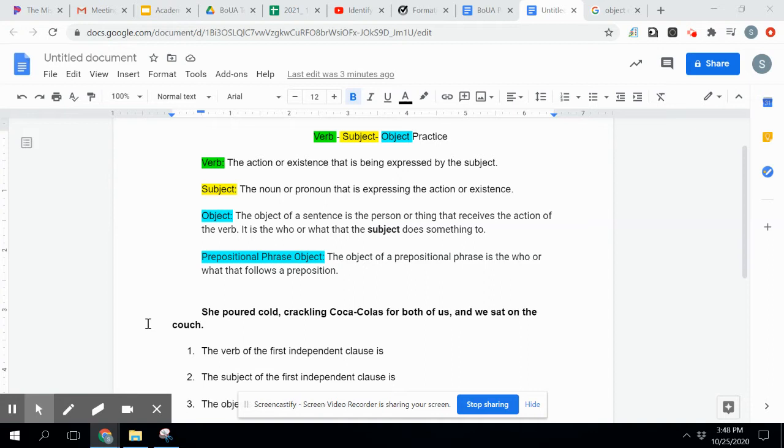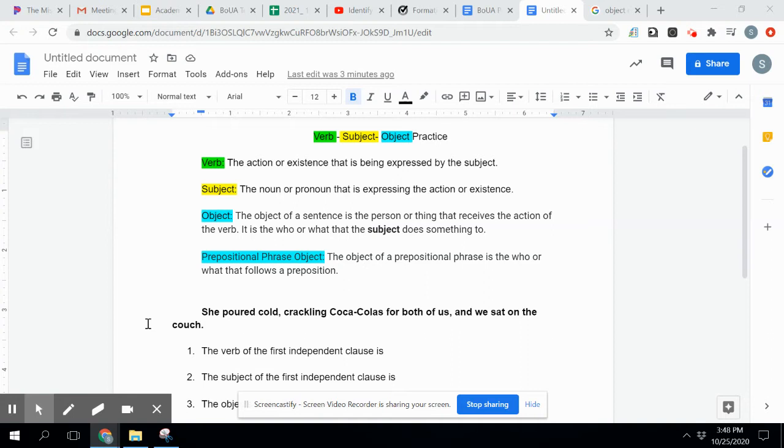So the first thing we're going to want to do when identifying the verb, subject, and object of a sentence is to identify the verb, because once we can identify the action or existence that is being done, it's going to be a lot easier to figure out the who or the what that is expressing that verb. So when we look at this sentence that I provided for us, "She poured cold, crackling sodas for both of us, and we sat on the couch." I noticed that we have two independent clauses here. So we're going to have to find a verb, subject, and an object for two different independent clauses.